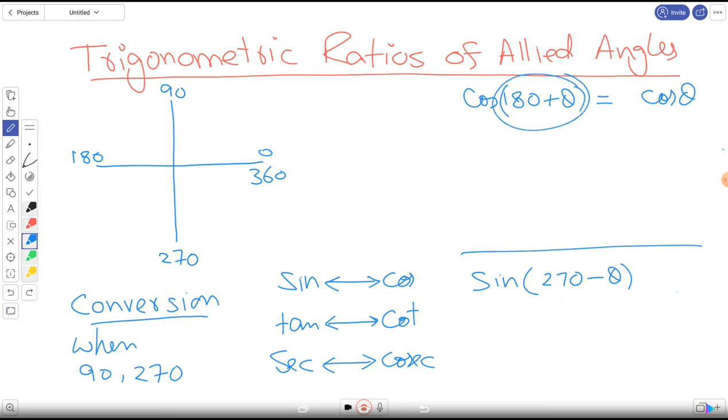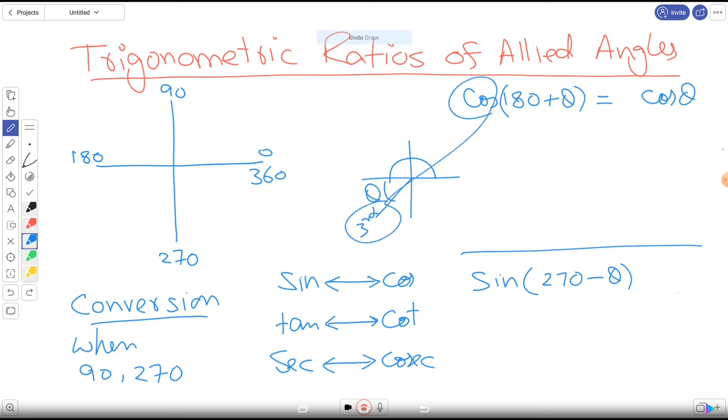And I said before, check which quadrant it lies in. So let's decide for 180 plus theta. 180 is this and theta comes here. So it means I am in the third quadrant. In the third quadrant, what is cos? You know that in this third quadrant, tan is positive but cos is negative. So I have to put this minus sign. This negative is compulsory. And let's check. Is our answer correct or not?